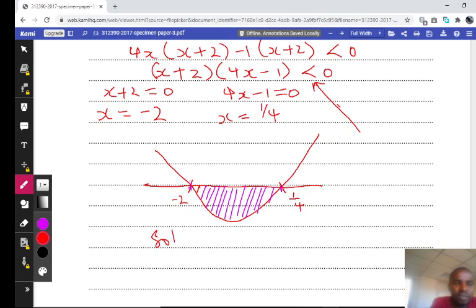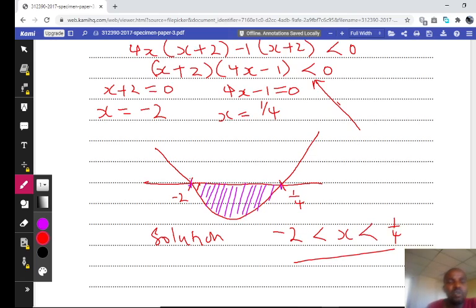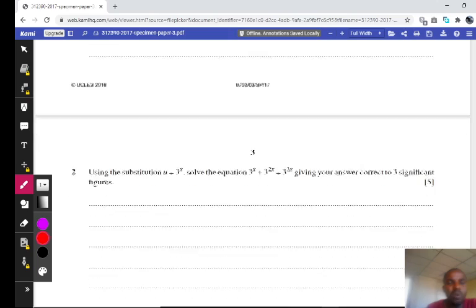So solution, x lies between -2 and 1/4. This is the solution. We are done. Let's move on to the next question. Question number 2.